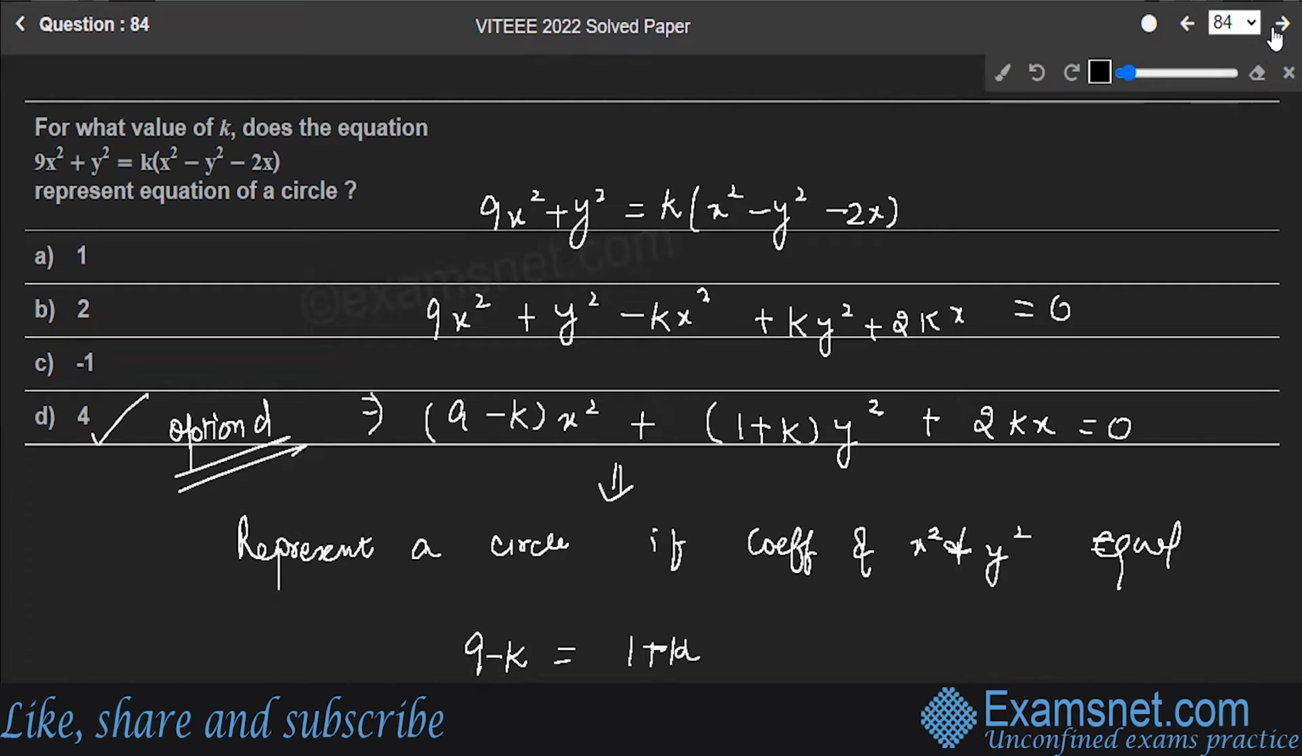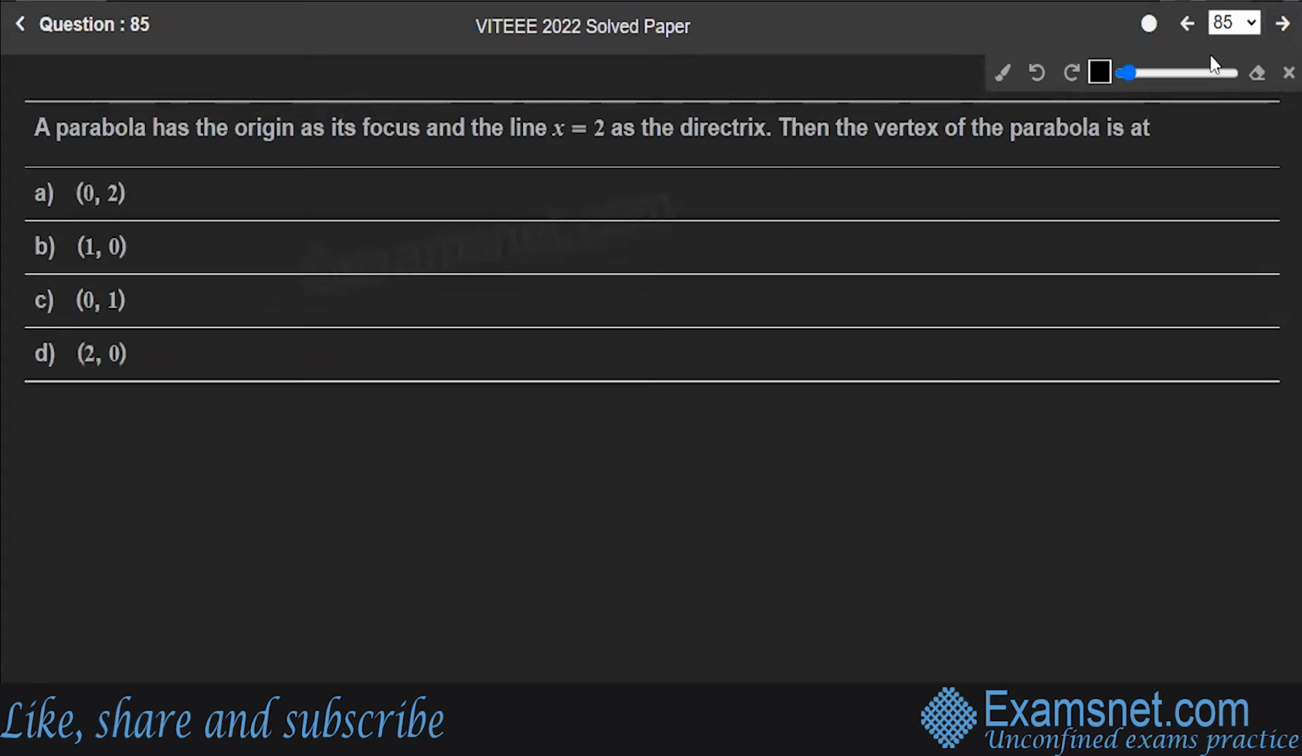Hope you got that. Next, question number 85. A parabola has the origin as its focus and the line x is equal to 2 as its directrix. Then the vertex of the parabola is at, see the vertex of the parabola over here.